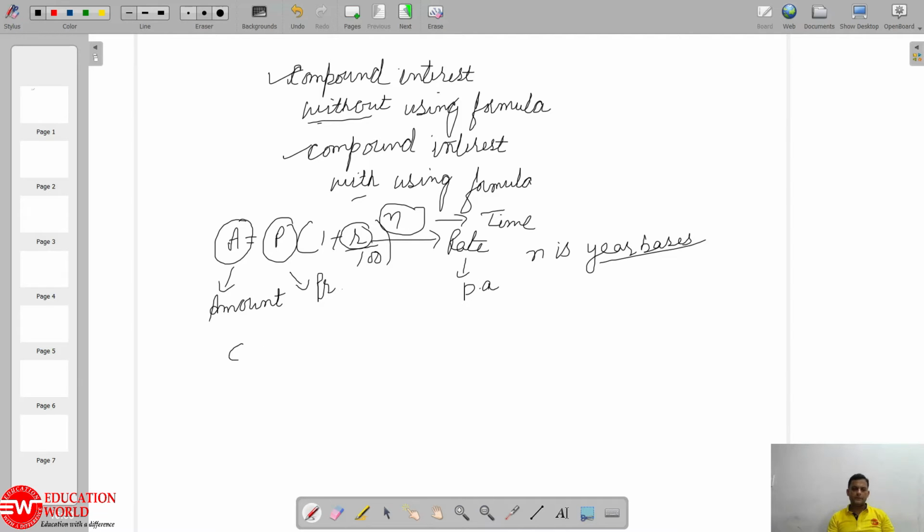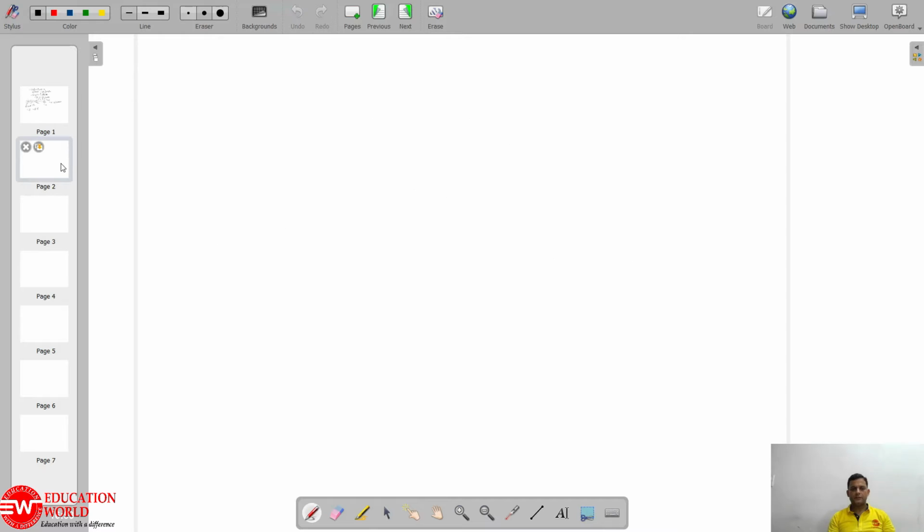Then for compound interest, again the same thing: compound interest is amount minus principal. So let us start with this formula, then we will know more. I am going to take one example. Calculate the amount on rupees 7,500. So the principal is 7,500, for the time period, n, of 2 years.